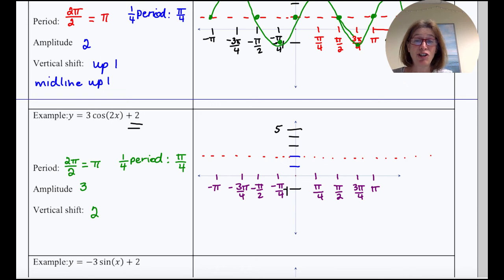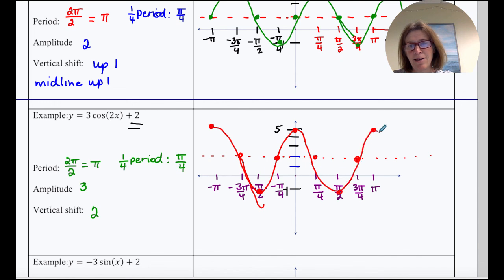Remember, cosine starts high. So cosine, I'm going to start up here at 5. Then down to pi over 4 at the midline, down to -1, back up to the midline, and up at pi. And then on the other side, I'm going to go back down to the midline, down to -1, up to the midline, and up at pi. And there's my cosine graph.